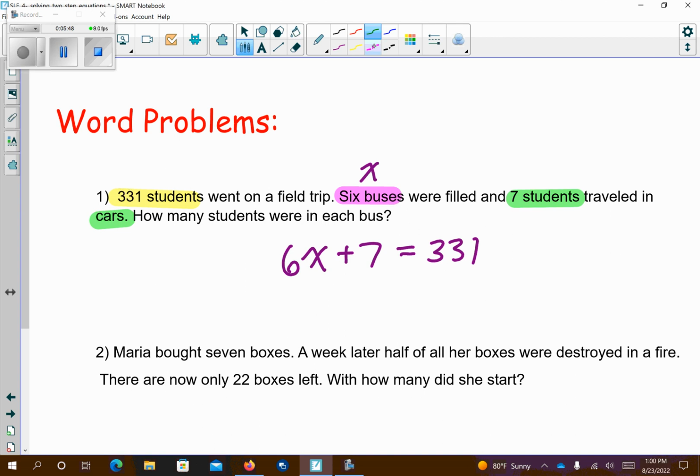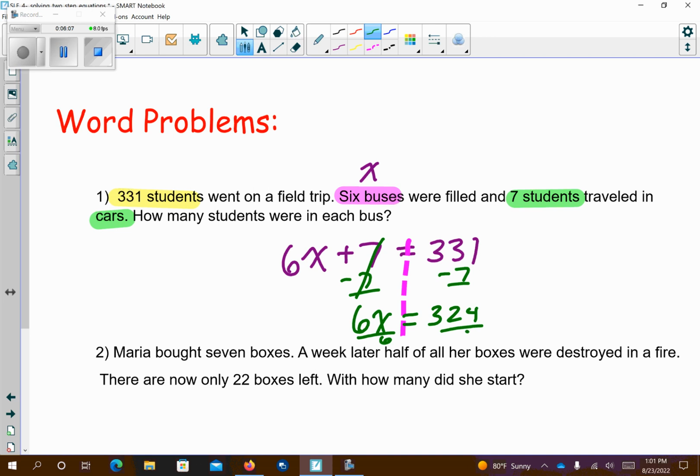So now we want to solve this. We're going to go ahead and use our pink line. We're going to subtract 7 from both sides. Those are going to cancel. So 6x is equal to 331 minus 7, that's what, 324, I believe is correct.